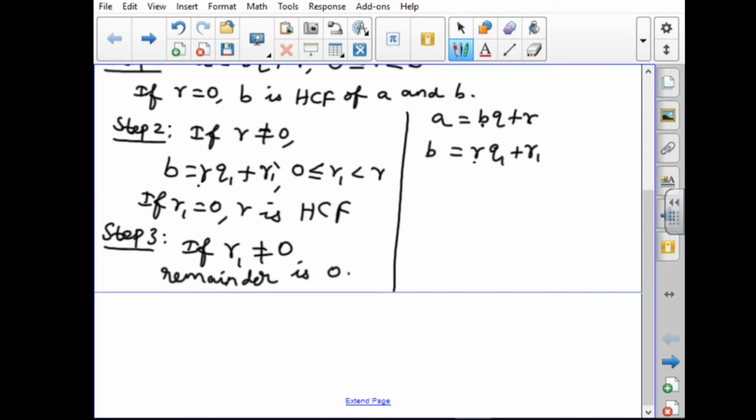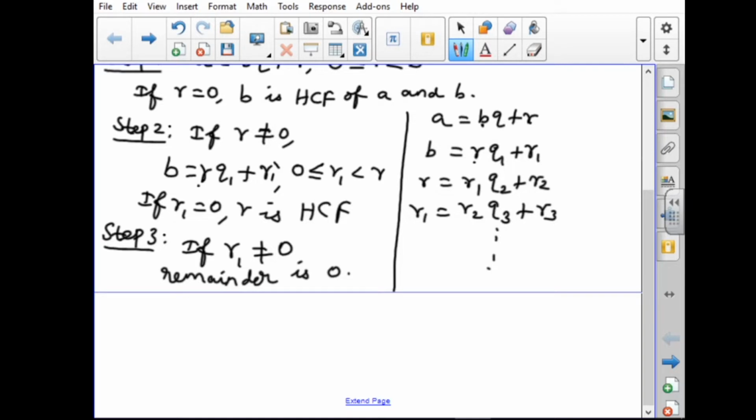At that time R will come here as the dividend, the divisor we take as R1, and the quotient Q2, plus R2. If R2 is 0, then R1 is the HCF. If R2 is not equal to 0, you have to bring this R1 here. So R1 equal to R2 Q3 plus R3, like that.